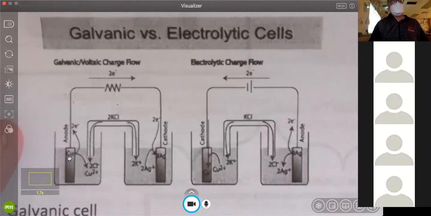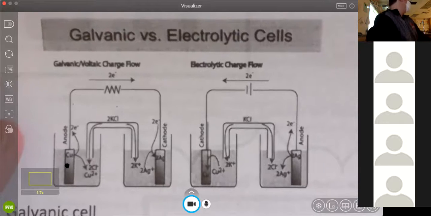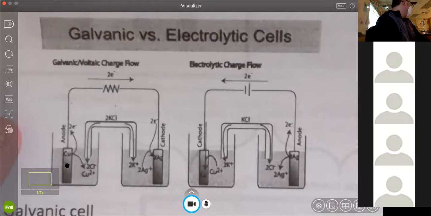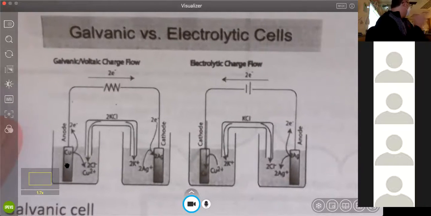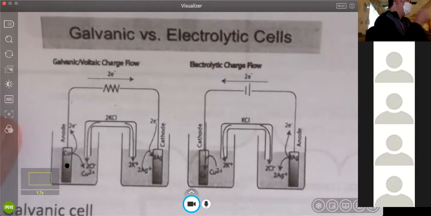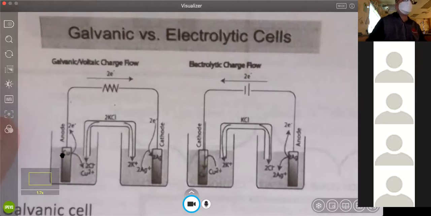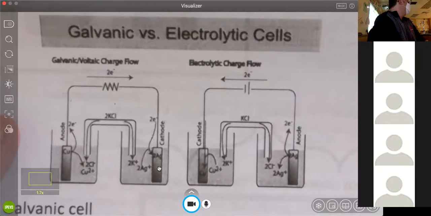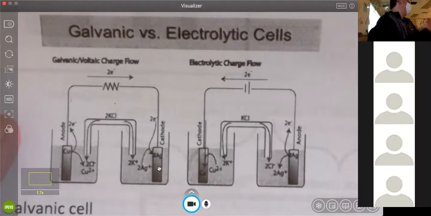Over time, what's going to happen to the mass of the copper anode in the galvanic cell? It will go down. If we're looking at the metal itself, we're not destroying the copper atoms, but if we're looking at the mass of the piece of metal itself, it will go down because copper ions are forming from that and going into solution. What will happen to the mass of the silver? It will go up because it's pulling ions out and forming atoms of silver along that piece of metal.